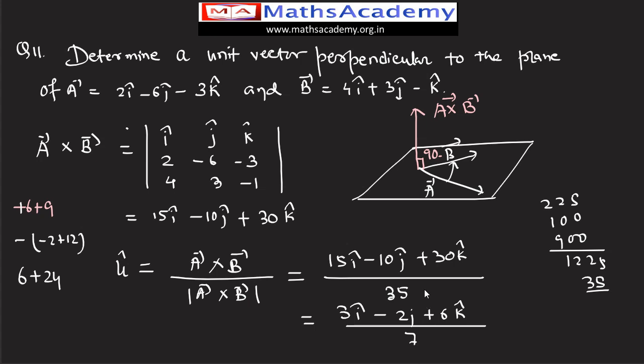Now they are just saying calculate the unit vector. This unit vector may be on the upward direction or maybe on the downward direction, both are possible. So you can take plus and minus sign. Okay, now we are taking plus and minus sign. Now we are going for the next question.